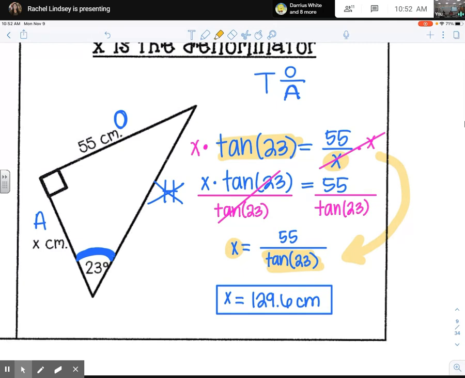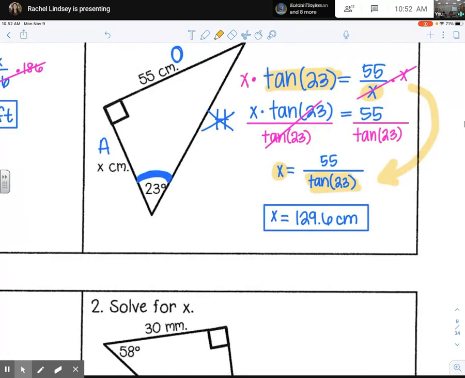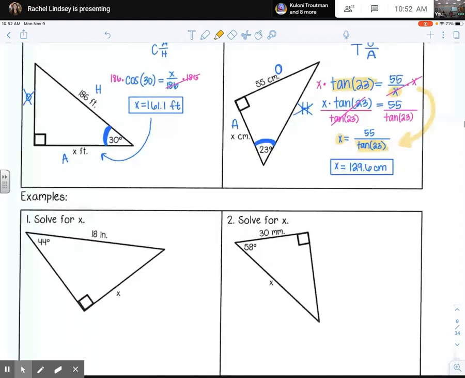It's not just with tangent though. Anytime you have x in the denominator, you can always just switch the trig function with the x and move it in its place. But if you forget that you can do that, you can always show that work.